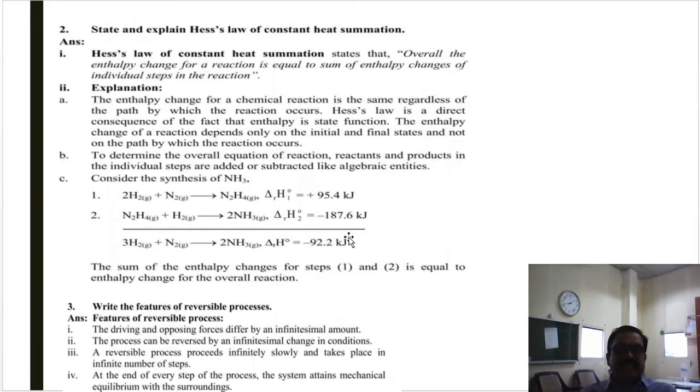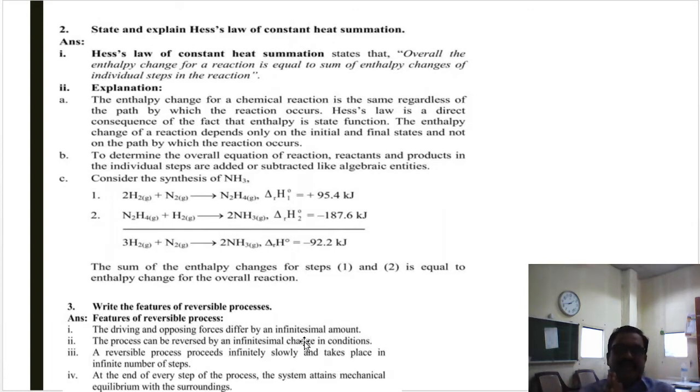The next question: write the features of a reversible reaction. A reversible reaction means the reaction which takes place in both directions, forward as well as backward. Okay.